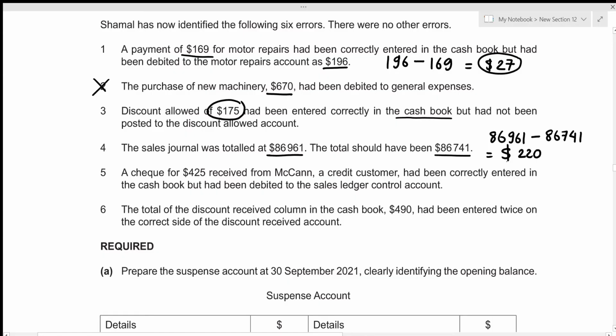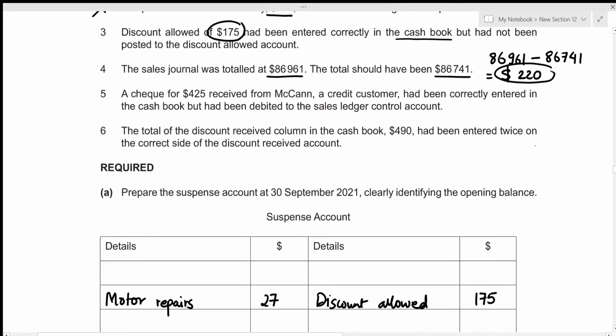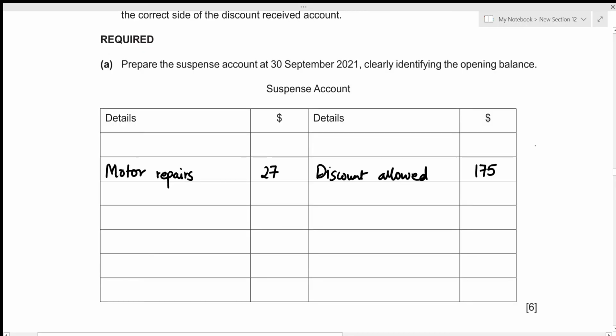So if we're talking about sales, it is actually an income, and incomes are always credited. And we're talking about overstatement, so obviously we need to reduce it. In order to do so, we actually need to debit this amount of 220. And if we're talking about suspense account, we now need to post it to the credit side. So I will just write the heading to be sales. This is actually an overstatement, and it was overstated by 220.